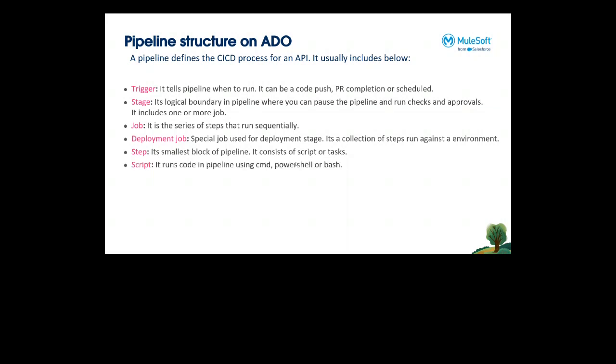A script is something that runs code in the pipeline. We can use CMD, PowerShell, or Bash to run the code. A task is a kind of script, but Microsoft has created a lot of tasks so that we can use predefined scripts in our pipeline. Like Maven deploy and Maven build, those are available as tasks in ADO. Artifacts are a collection of files or packages published by a run.